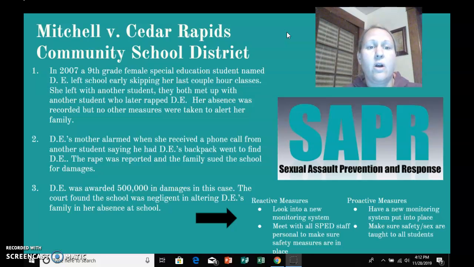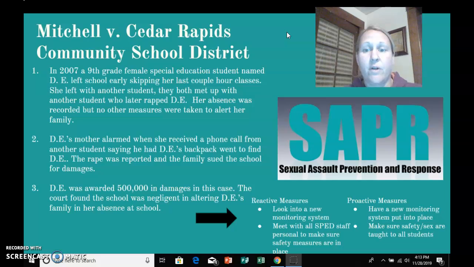Dee's mother, alarmed when she received a phone call from another student saying he had Dee's backpack, went to find Dee. The rape was reported and the family sued the school for damages. Dee was awarded $500,000 in damages in this case. The court found the school was negligent in alerting Dee's family of her absence at school. Although her absence was recorded, her family wasn't even made aware that she wasn't at school, and she is a special education student who always has a para with her.